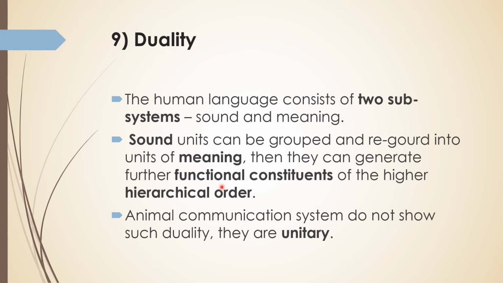So we produce sounds, and then we join those sounds to produce words, and with those words we produce sentences, and through sentences we generate meaning. That's how we have the system of sound and meaning, and only human languages have this dual system. Other communication systems, like those of animals, do not have these dual functions. Their communication systems are unitary. That means they can deliver only one function.